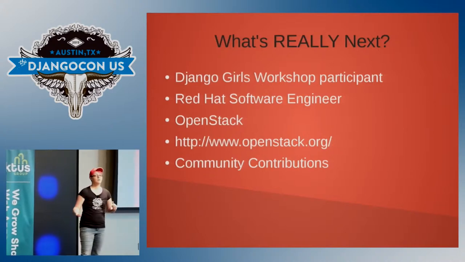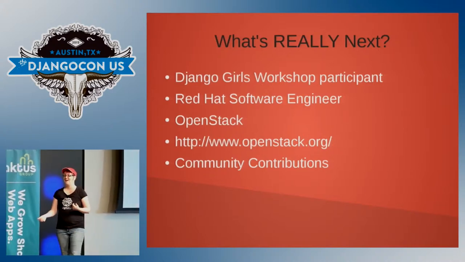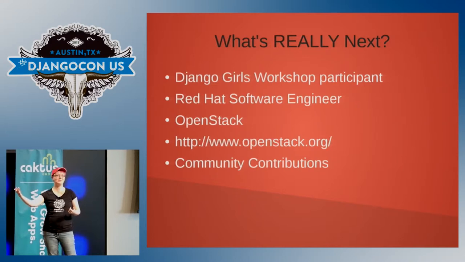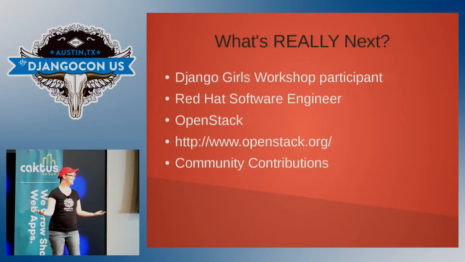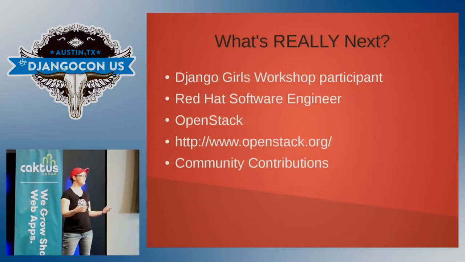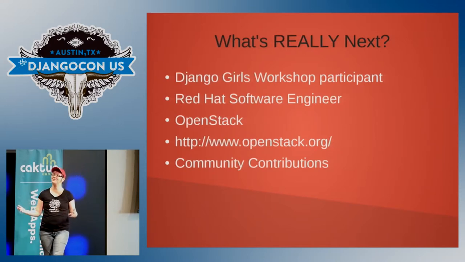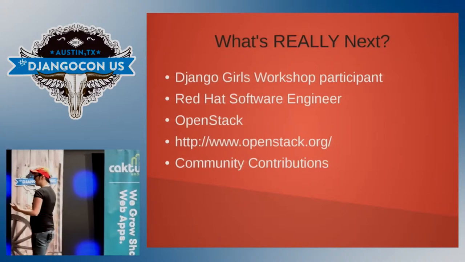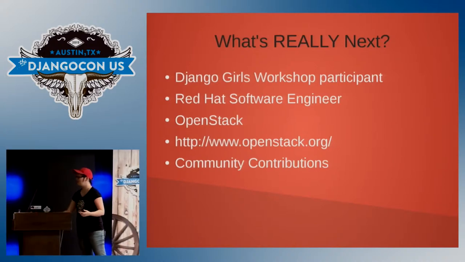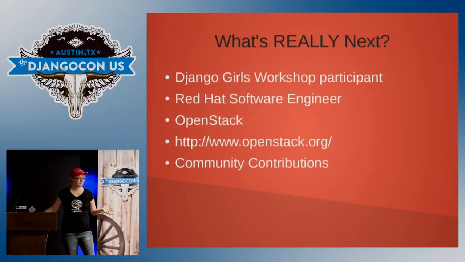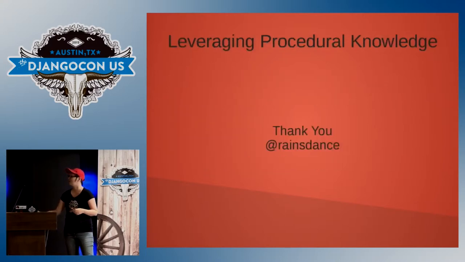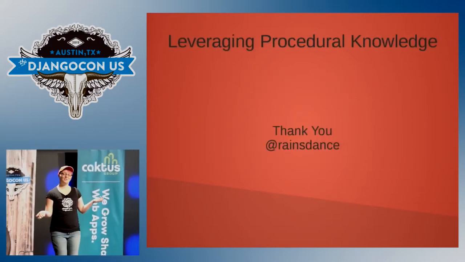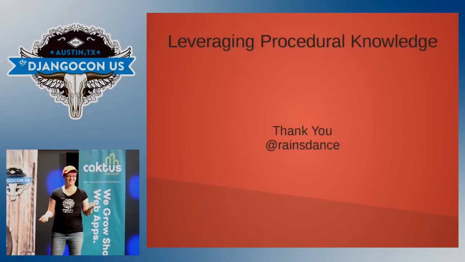So now I code on OpenStack. And by code on, I mean I contribute to the community because I just started on July 6th, so I'm still just helping with the docs and doing a lot of reading and ramping up. And that is how I used procedural knowledge to get from the workshop to Red Hat software engineer, and now you can too. Do you have any questions, or would you like to go to lunch?